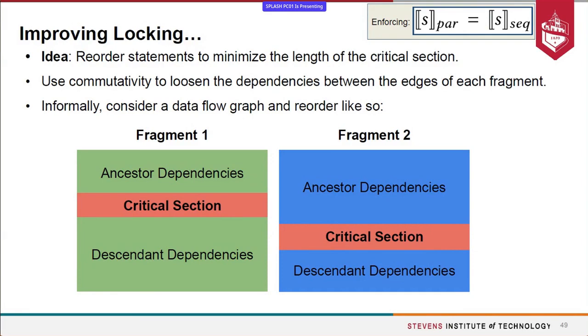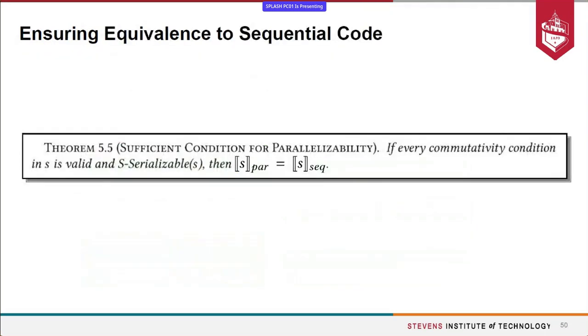And there's a few additional details here, like we have to snapshot the state, but that's all in the paper. And once we have the scope serializability, we can apply this theorem: if every commutativity condition in S is valid and S is scope serializable, that's to say all traces of S are scope serializable, then the parallel semantics will equal the sequential semantics. And we haven't really discussed what this "if every commutativity condition in S is valid" means.